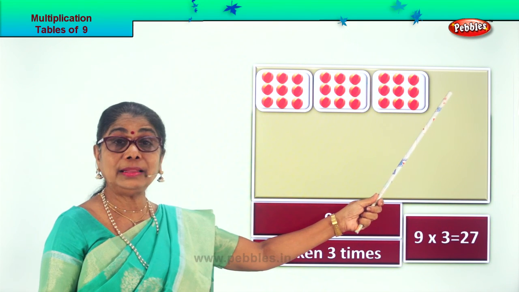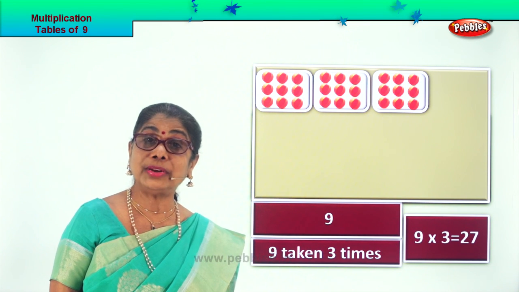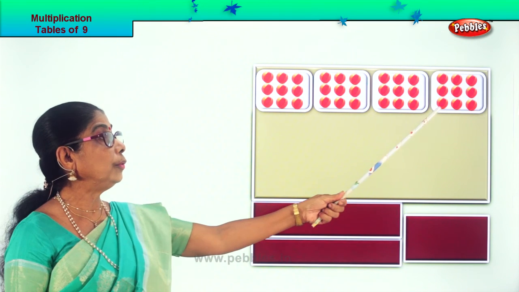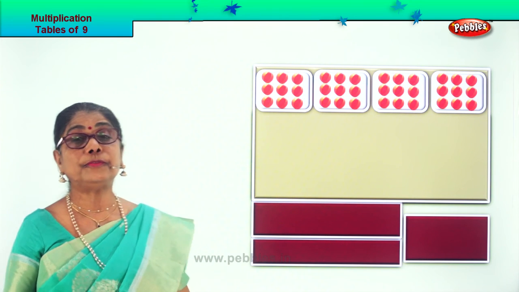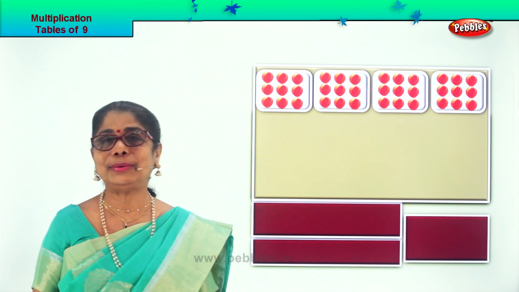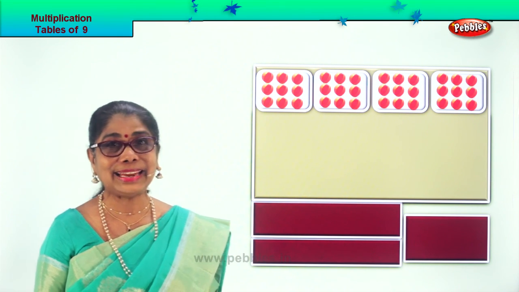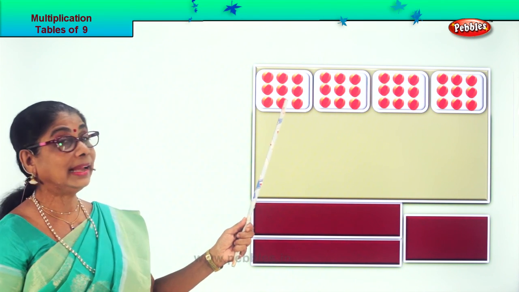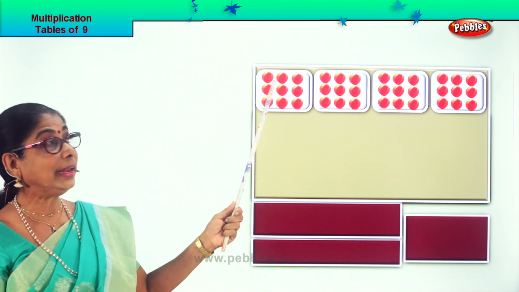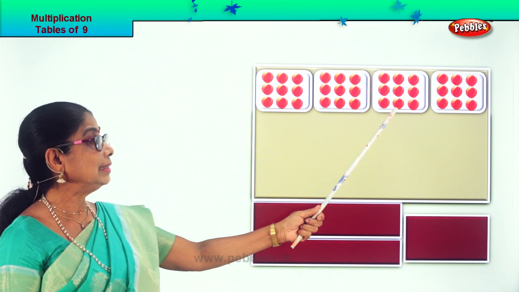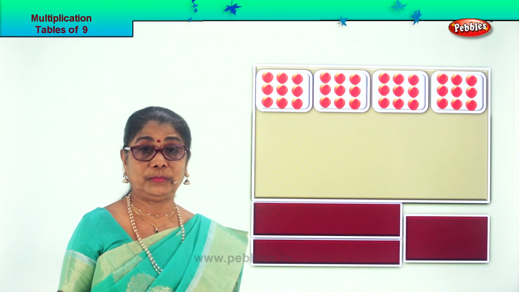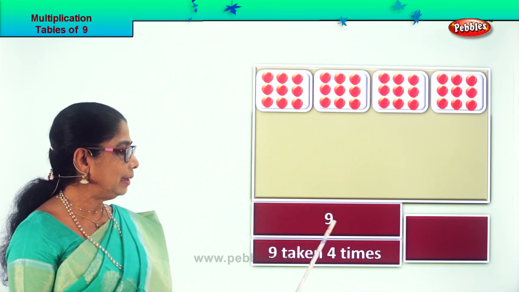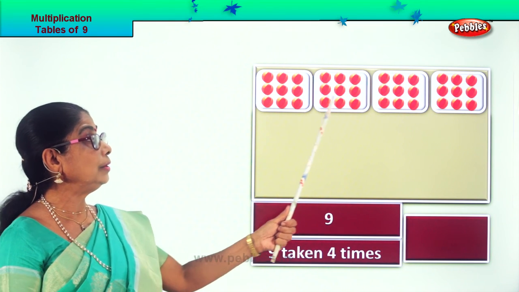Let's take another box and put it here. We have another box of 9 colorful balls, and now we have 4 boxes. Okay? You're going to have 1, 2, 3. There are 4 boxes of 9 colorful balls. We are building 9 times table. So we'll put 9 here, and let's see how many times 9 we're taking. Once, twice, 3 times, 4 times. We're taking 9 4 times. Okay? So we write the 9 here. 9 taken 4 times. 1, 2, 3, 4.